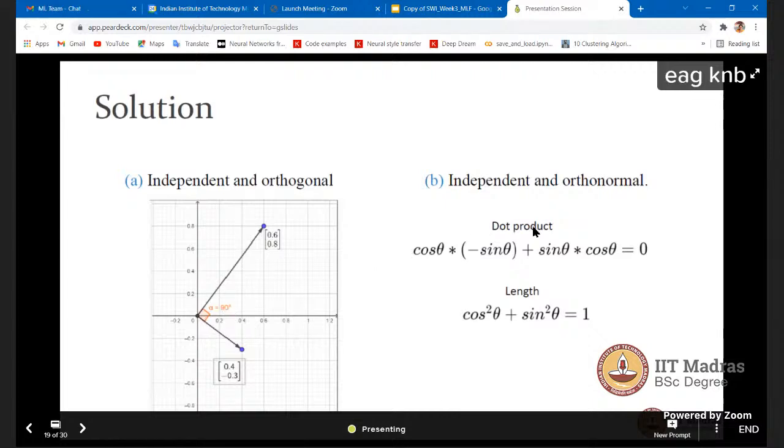But for this cos theta, sin theta, it was difficult to plot it, so I gave the dot product. Their dot product is equal to 0, and their length will give you square of cos theta plus square of sin theta, which is equal to 1.